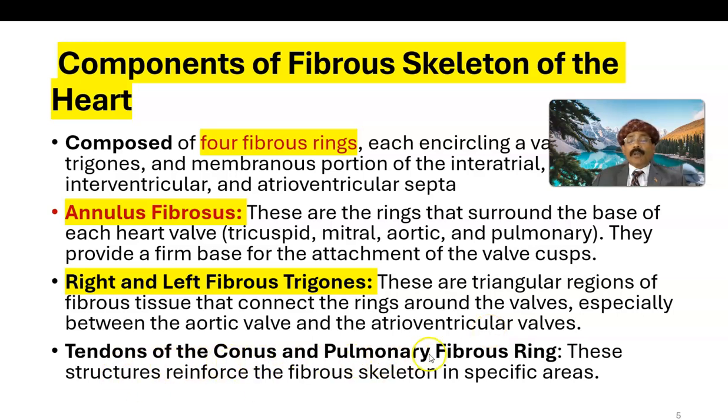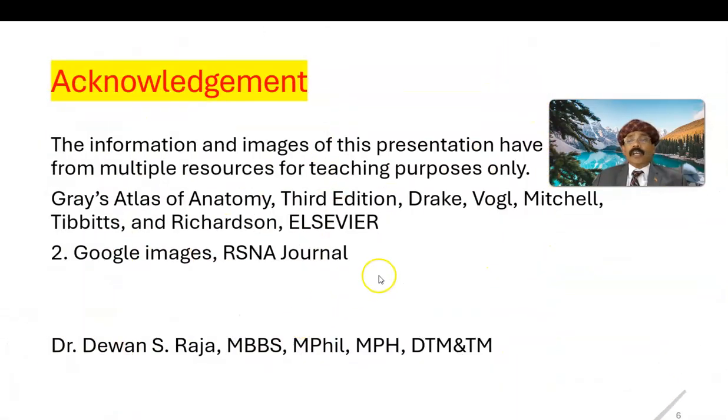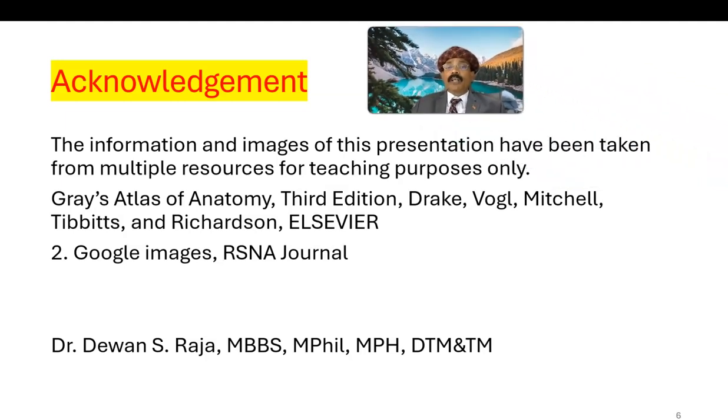Tendon of conus and pulmonary fibrous ring. This structure reinforces the fibrous skeleton in specific areas like the conus arteriosus and the beginning of the pulmonary trunk. And that's all about the fibrous skeleton of the heart.